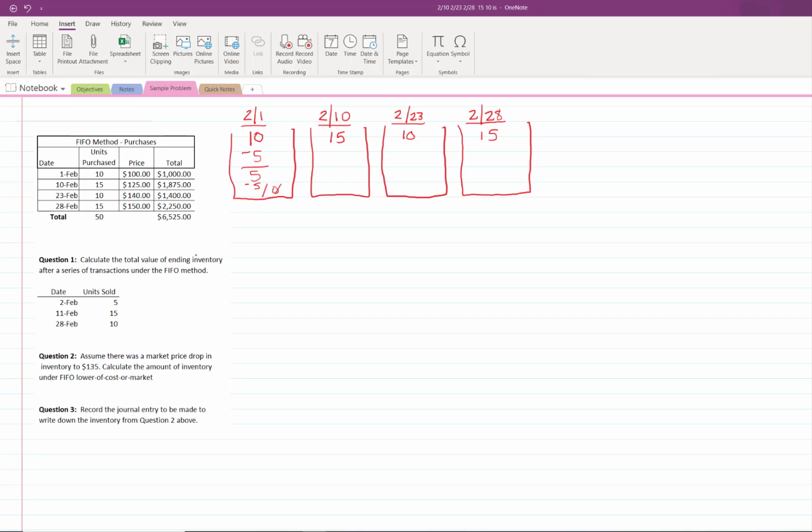And since we sold 15, we took away 5 already. That means that we now have to take away 10 units from our next oldest bucket, which is our February 10th. So we're going to take away 10 units there. So that leaves us with 5 units in our February 10th bucket. And you notice we haven't even touched our February 23rd or February 28th bucket yet.